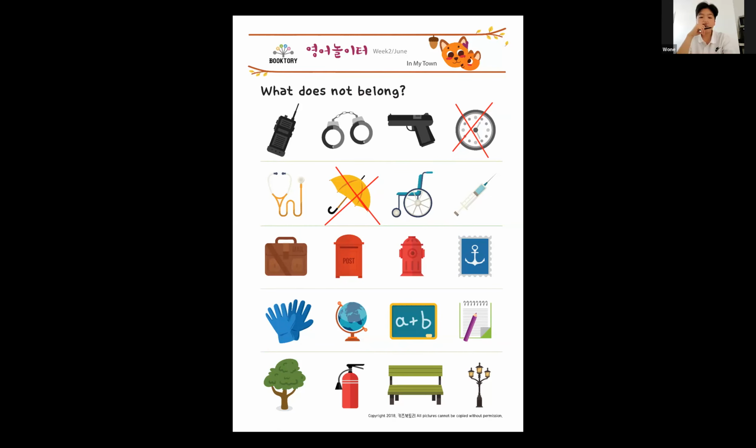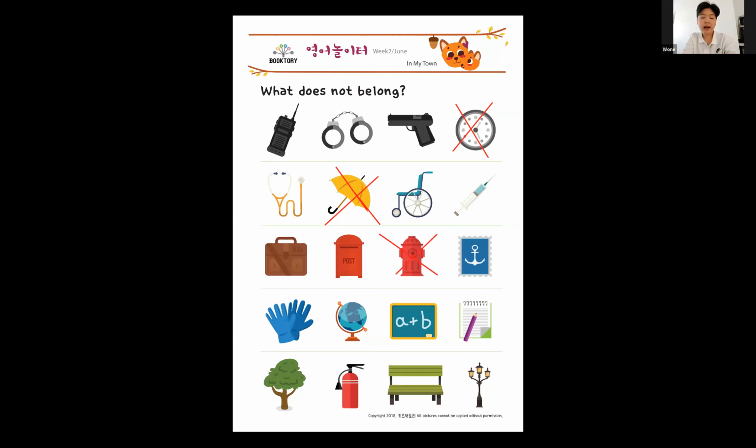So the next items we have are a mail bag, a mailbox, a fire hydrant, and a stamp. It looks like most of these items belong to the mailman and the post office, right? But one of them does not look right. What is it? The fire hydrant. Good. A firefighter is going to need the fire hydrant.